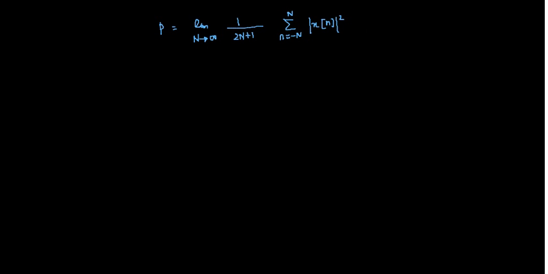So what would be this? Limit n tends to infinity, 1 upon 2n plus 1. What would be here?